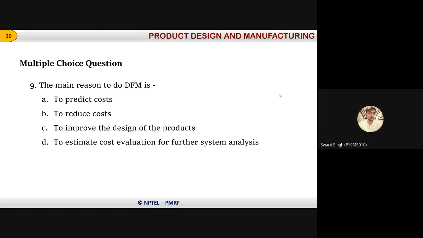Basically, design for manufacturing is done initially to reduce the cost of the product. So how to reduce the cost of the product? Suppose you have an idea to convert into a product. You have to see the design, then the materials, then what the processes are, and based on that, you do some optimization, so that the final product doesn't involve much cost, or involves a cost which is feasible for that particular product.